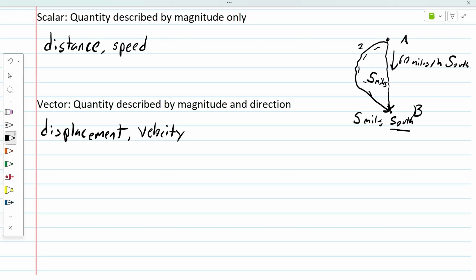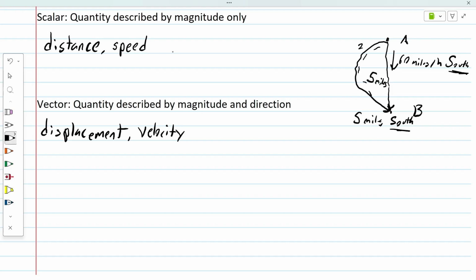So when we talk about velocity, we'll often talk about the average velocity over the period, so that you don't have to account for each one of those. But the main thing here is that every vector needs a direction associated with it.